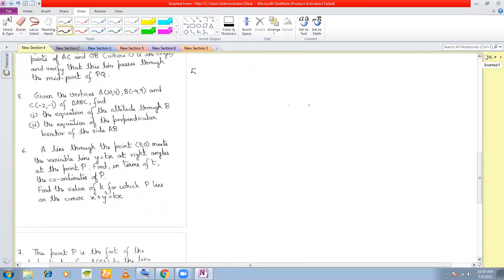Question here is, given the vertices A, B, and C of triangle ABC, find the equation of the altitude through B, and you have a second part also. So let's draw a triangle first. Write down the coordinates. C is (-2, -1). Now let's see what is the first question. Equation of the altitude through B. Which one is the altitude through B? Through B, you draw a perpendicular on AC. This is the altitude.